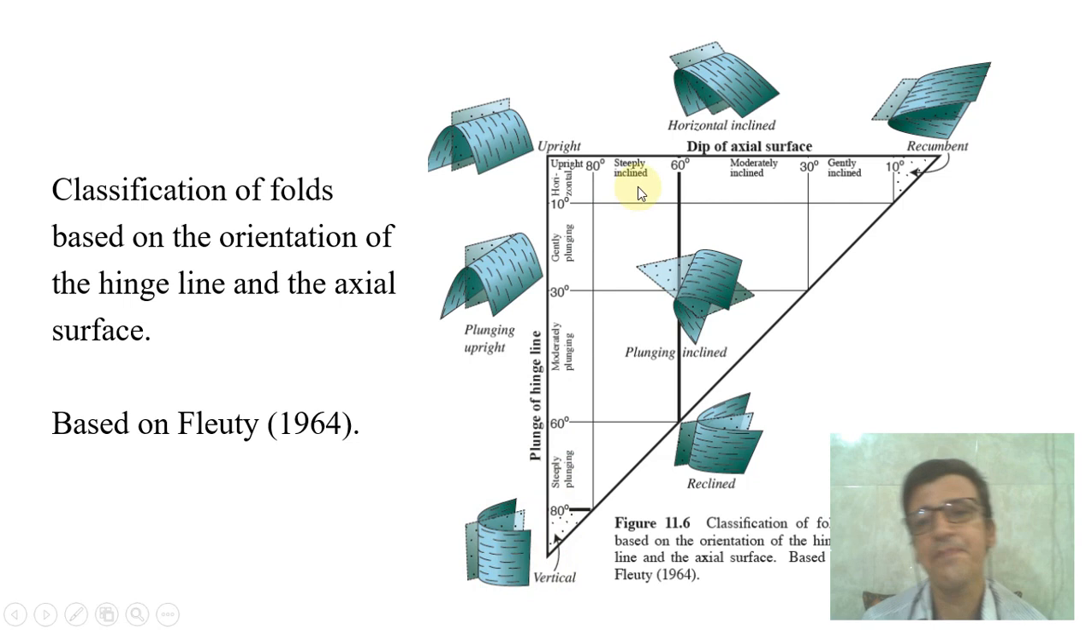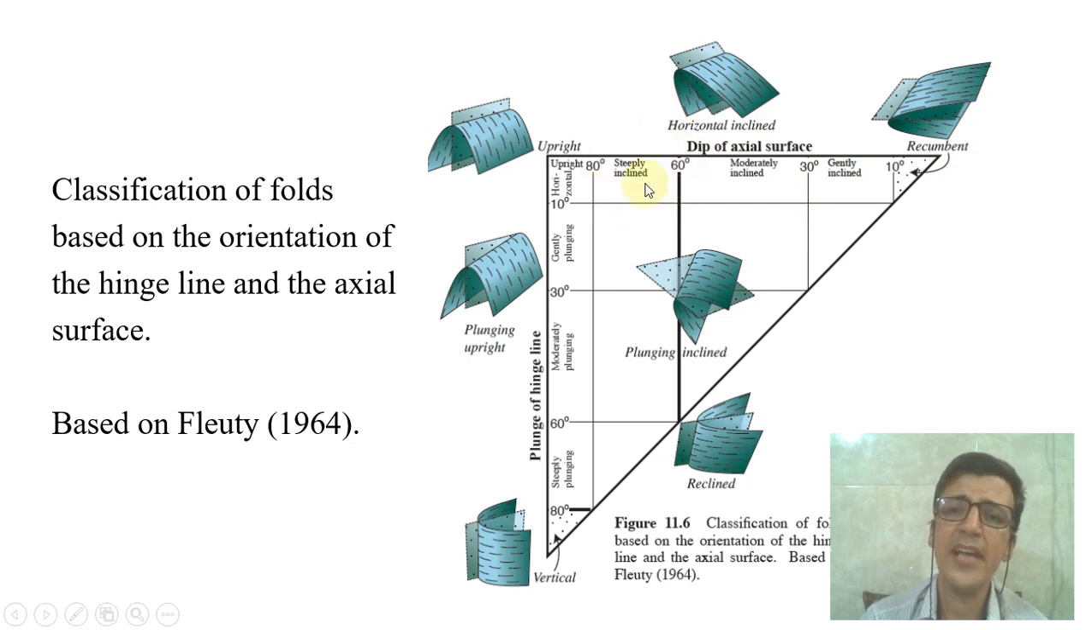And what about the dip of the axial surface? The axial surface can also change. You can see here the axial surface is completely vertical, and gradually it changes to horizontal. It is upright and finally horizontal: inclined and recumbent. You can see a deeper classification here.